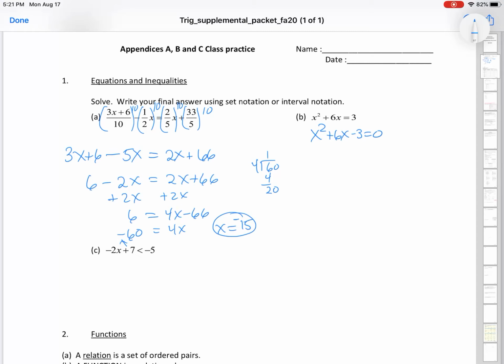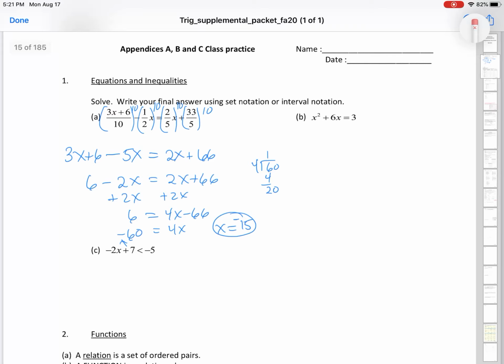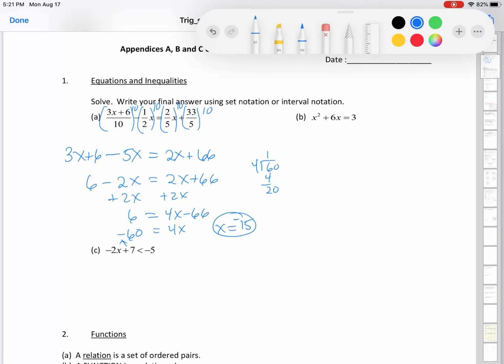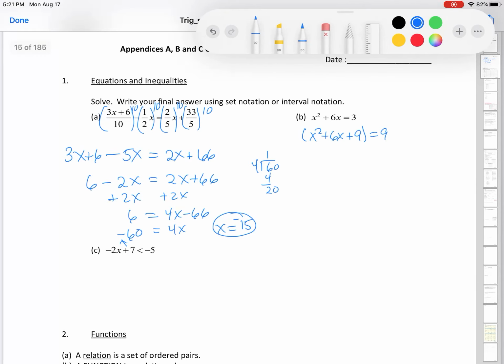Some would use the quadratic formula. Others would complete the square. Completing the square would be so much faster, so I want to just show that. If I'm going to erase and go back to the beginning, completing the square would say, hey, take your x's that are isolated and add something to them so that it creates a perfect square. And then do the same thing to the other side.